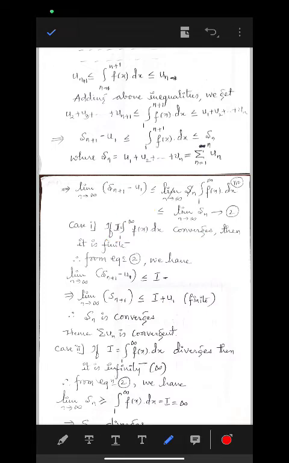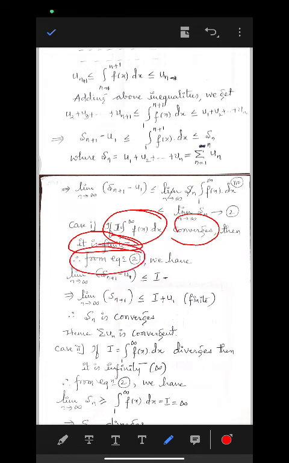See, if you assume the integration from 1 to infinity of f(x) dx converges, definitely we will get a finite value for this integral. Why? Because it is convergent, we have assumed convergence. Yes, obviously finite. So therefore we have taken it as finite, right? So from equation 2, what is our equation 2?